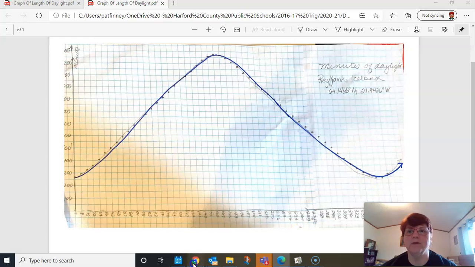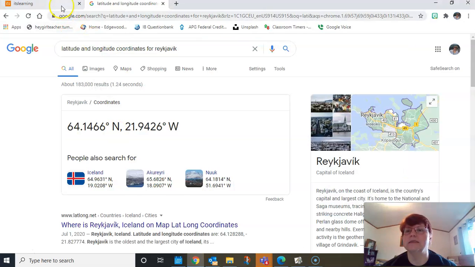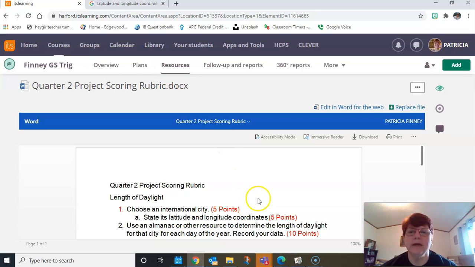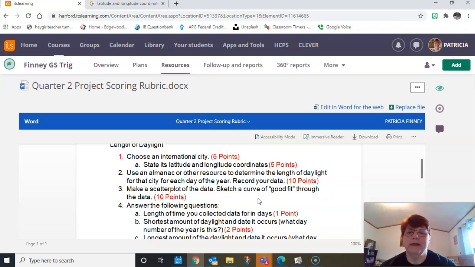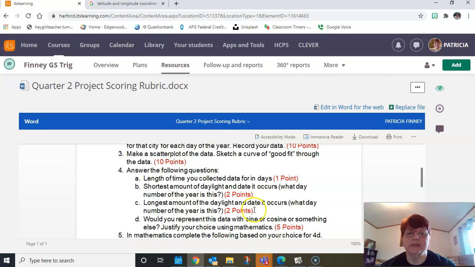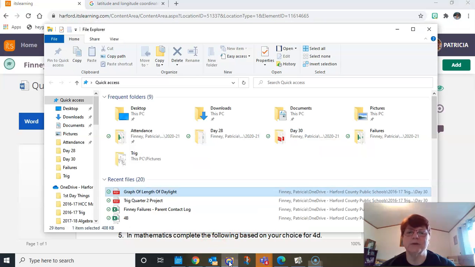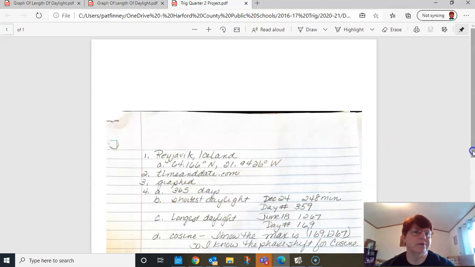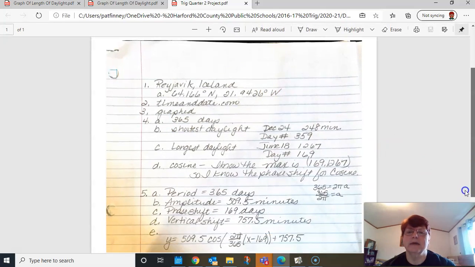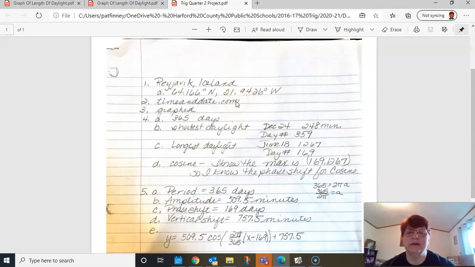If you go back and look at what they're asking us here, you record your daylight, so that was 10 points. Then I make a scatter plot, that's 10 points. So right there, I've got my data and my scatter plot, 20 points. Then I answer these questions. I answered those questions on a separate sheet of paper. So here's my Reykjavik. You can see I got my data at timeanddate.com. I did number 3, I've got it graphed.